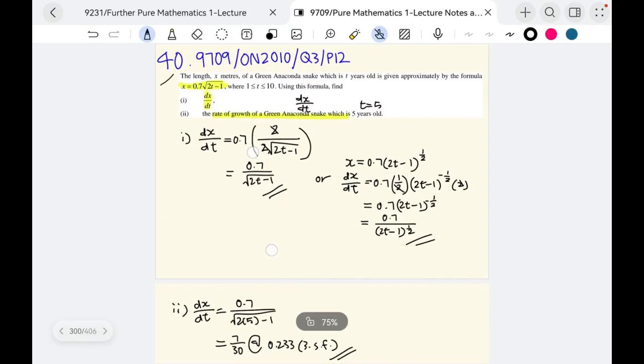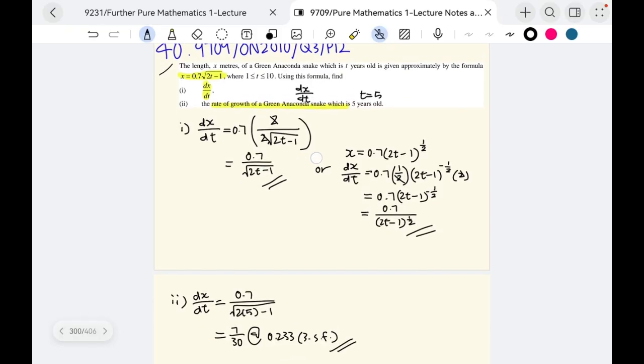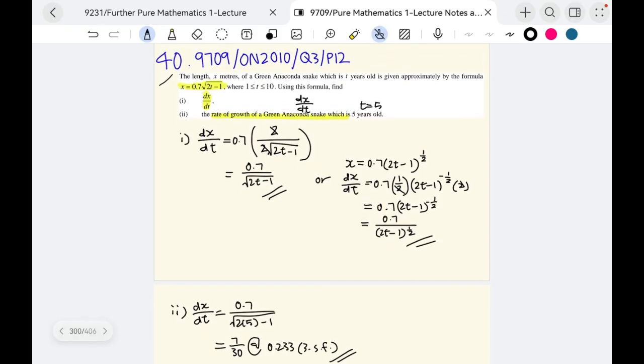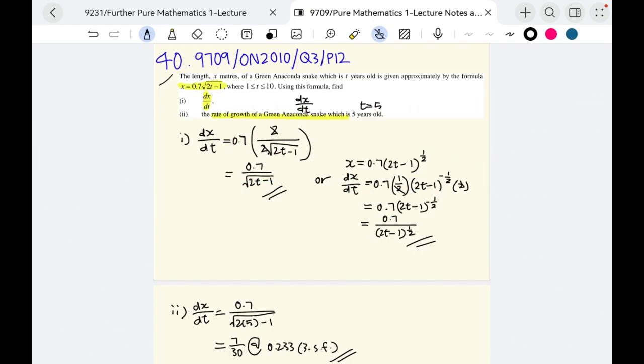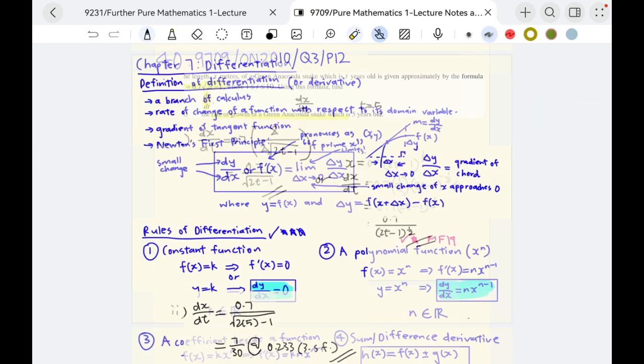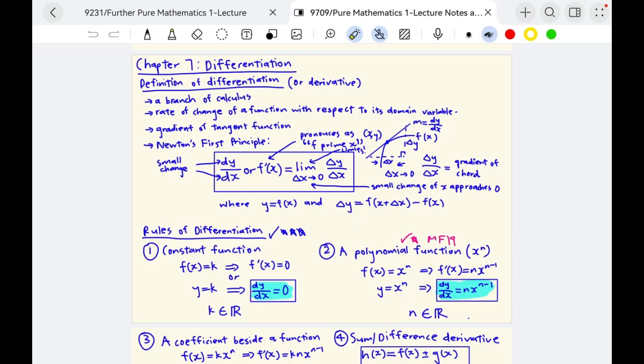Alright, so we have finished the discussion of these questions. And also, we have ended the discussion for Chapter 7 Differentiation. Here's the declaration: I declare that Chapter 7 Differentiation has officially ended. Now, let's move on to the summary for Chapter 7. Time for the summary for Chapter 7 Differentiation.